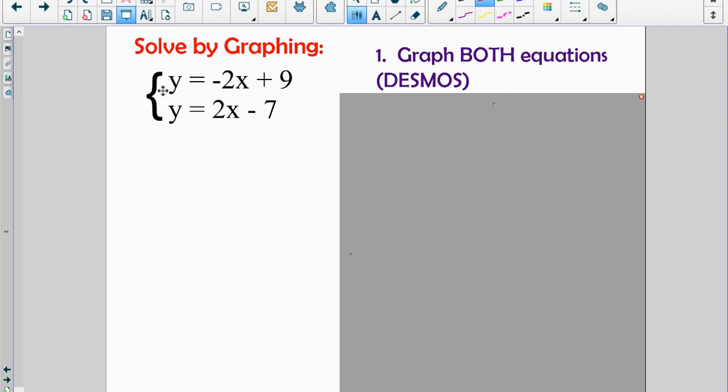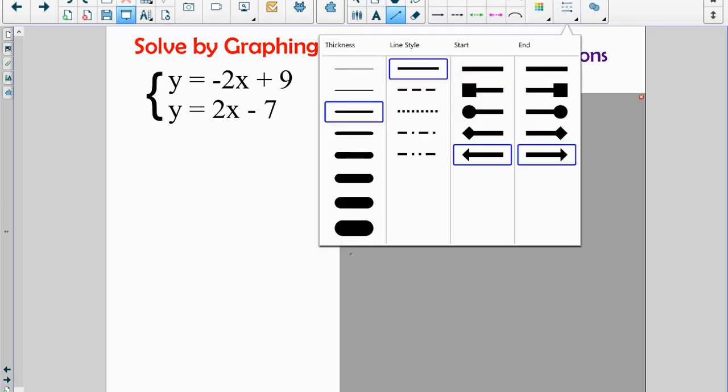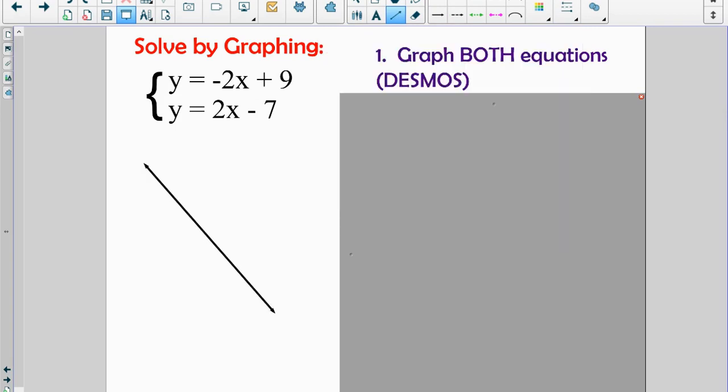I want you to think about, what does it look like when I graph an equation? Well, if you remember from Unit 1, when we graph linear equations, we will get a line. Now, if I graph two linear equations on the same graph, I'm more than likely going to get two straight lines. I should grab the line drawer. I have one line that has a negative slope, so that's going to go down. I have one that has a positive slope, that's going to go up.